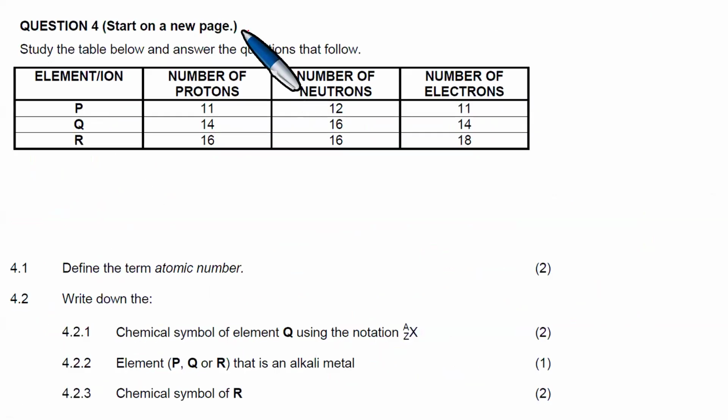Okay, let's look at question 4. In question 4, I want to start the table below and answer the questions that follow. Right, there are a couple of elements here, or an element or an ion. The examiner is saying it can either be an element or an ion. The number of protons are 11, 14, 16, and the number of neutrons here are 12, 16, 16, and the number of electrons are 11, 14, 18. Now, we answer the question.